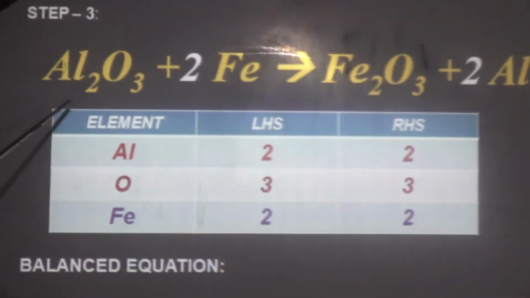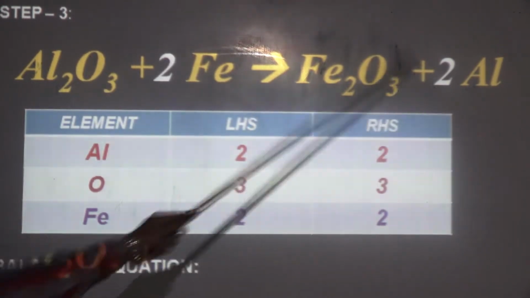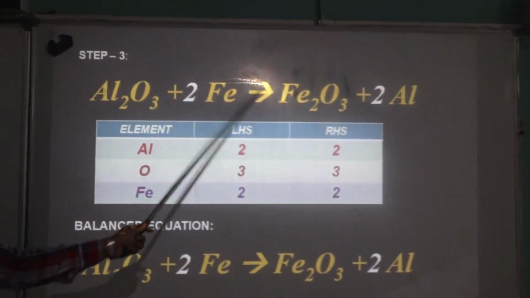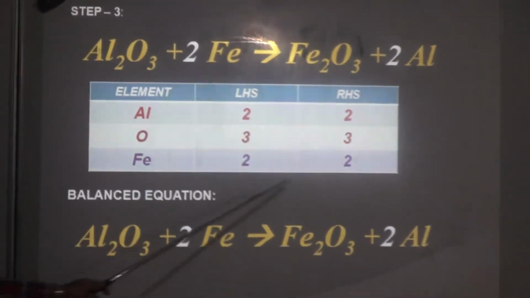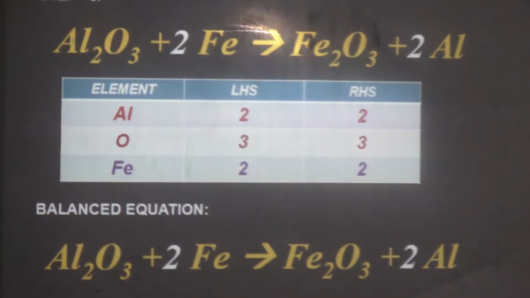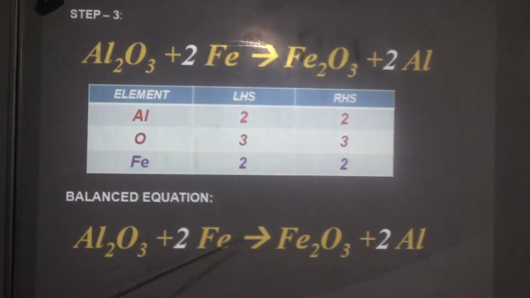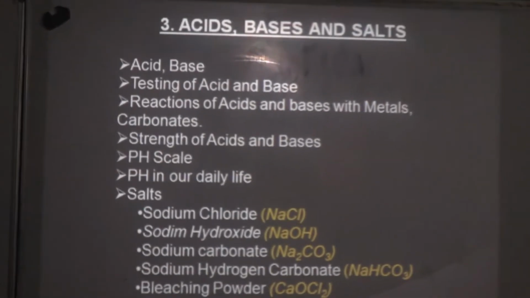Finally you take the table. Aluminum left hand side 2, right hand side 2. Ferrous left hand side 2, right hand side 2. And oxygen left hand side 3, right hand side 3. Totally on left hand side and right hand side are equal. So this is the balanced equation: Al2O3 plus 2Fe gives Fe2O3 plus 2Al. This is the balanced equation.